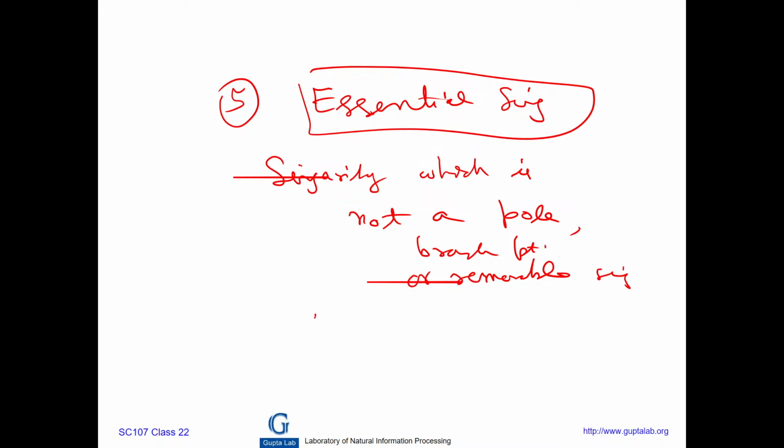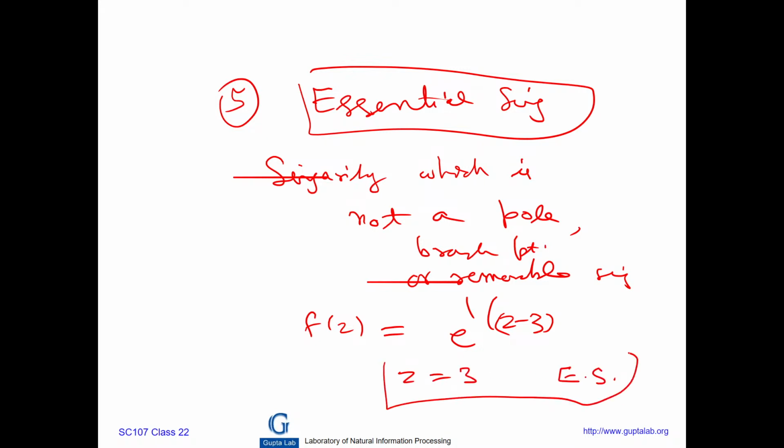Example is f of z is equal to e raised to power 1 over z minus 3. This is not a pole, this is not a branch point, and this is not a removable singularity. So this is known as essential singularity. So z is equal to 3 is an essential singularity. ES, essential singularity.